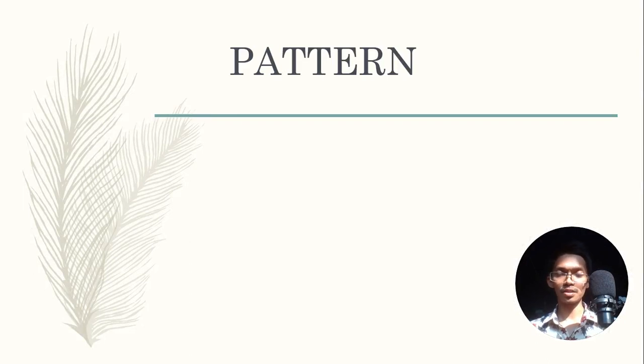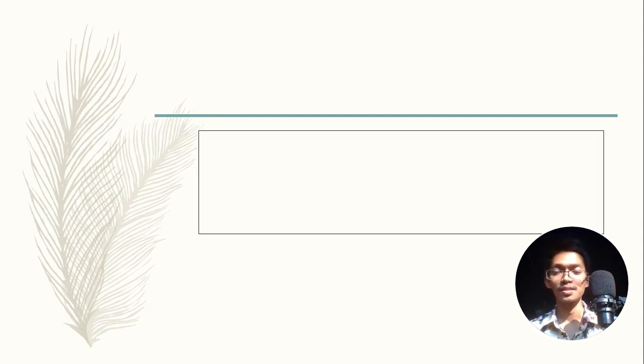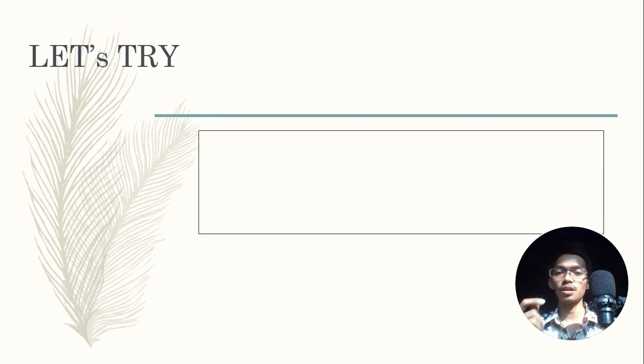Alright, this is the pattern that you have to remember. When you use this or that, you have to use is. For example, this is or that is. This is my pencil. That is my pencil. When you use these or those, you have to use are. These are my pencils. Those are my pencils. Like that. Now I'll give you another example. Let's try it together.